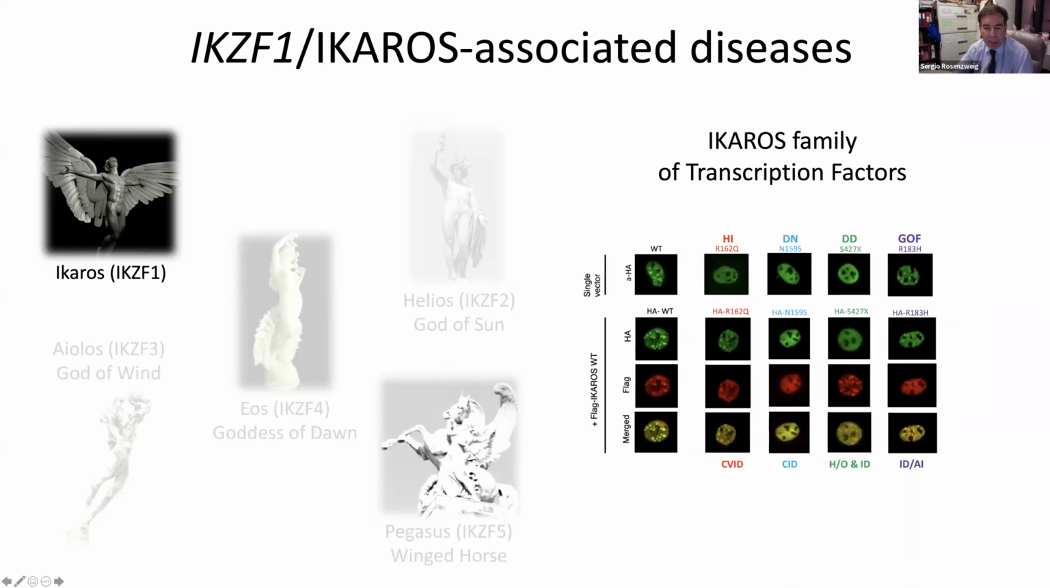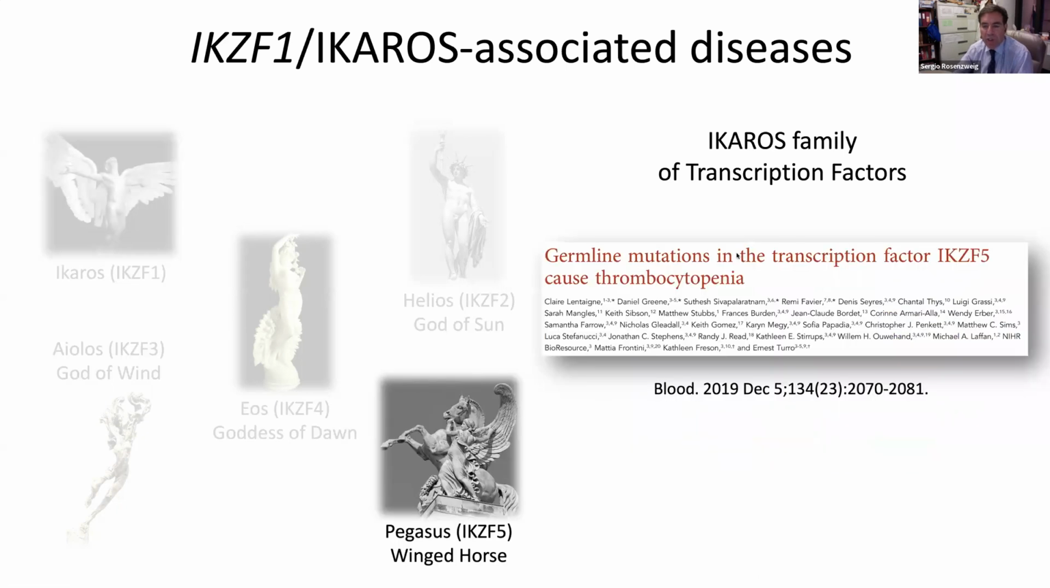Let's move to the other one, Pegasus mutations. Mutations in Pegasus are associated with thrombocytopenia. They don't have immunodeficiency, but they have thrombocytopenia. So if you have patients with ITP and you suspect that there's something in the IKAROS family transcription factors, the one that could be associated would be Pegasus, and also it could be the dimerization defects in IKAROS.